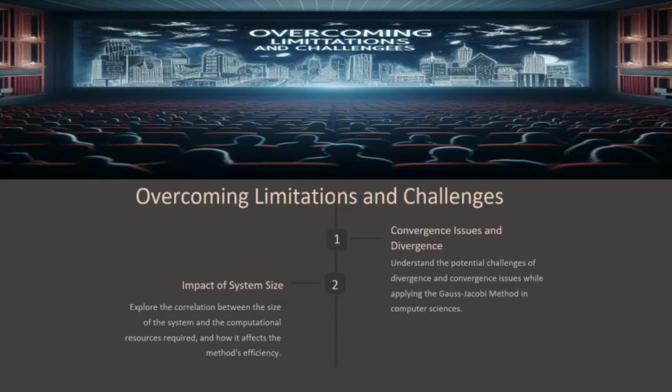Now, moving towards the next slide, we got overcoming limitations and challenges of the Gauss Jacobi method in computer sciences. The first challenge is convergence issues and divergence. We have to understand the potential challenges of the divergence and convergence issues while applying the Gauss Jacobi method in computer sciences. And second is the impact of the system size. We have to explore the correlation between the size of the system and the computational resources required and how it affects the method's efficiency.